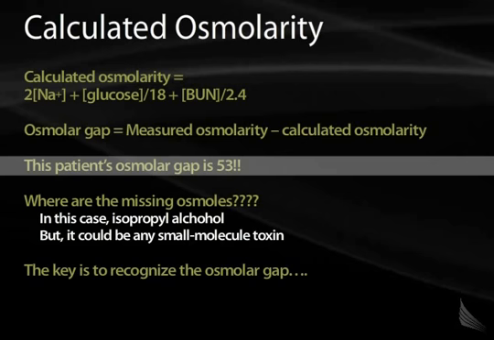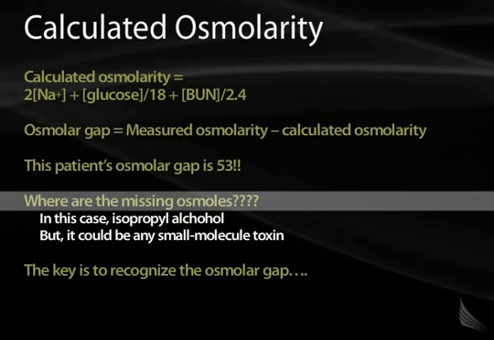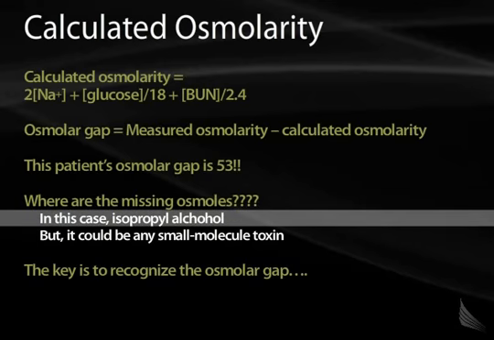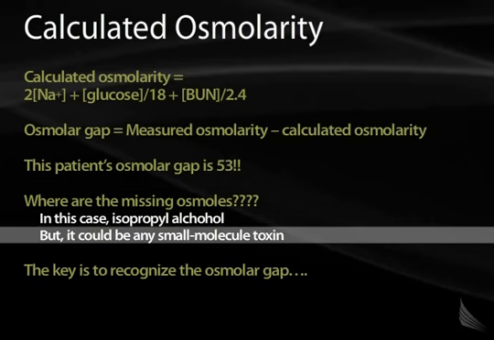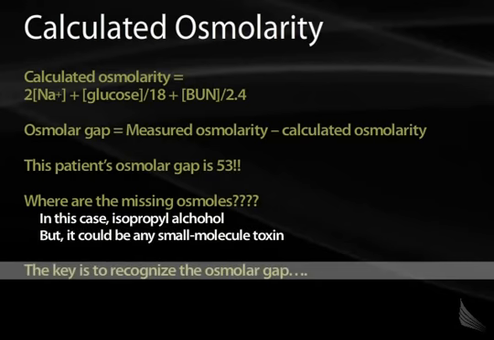And our mandate as physicians is to understand where are the missing osmoles. In this particular case, the missing osmoles came from isopropyl alcohol. This is a small molecule, and small molecules are able to accumulate into large numbers to produce a high osmolar load. So it's important to recognize that any small molecule can do this, and routine toxicology testing would not reveal isopropyl alcohol. This would only be looked for under the right clinical context with a suspicion which is driven by this high osmolar gap finding. So the key here is to recognize this high osmolar gap.